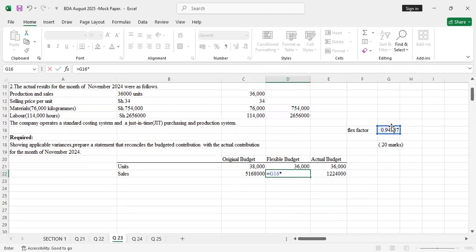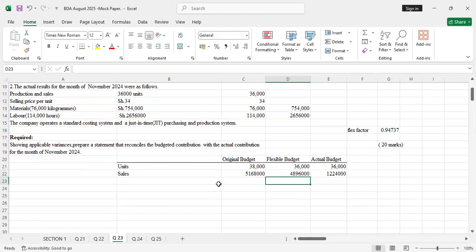You come here and say equals to the flex factor, then you multiply by what? You flex the original budget. So you take the flex factor, you multiply by the sales under original budget, for you to get sales under flexible budget. You'll get that value, which is 496,000. Once you are done with that, that's how you flex. Then we are going to production and costs.